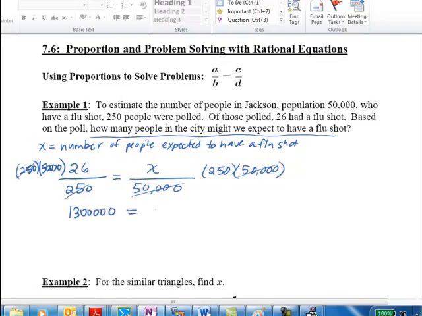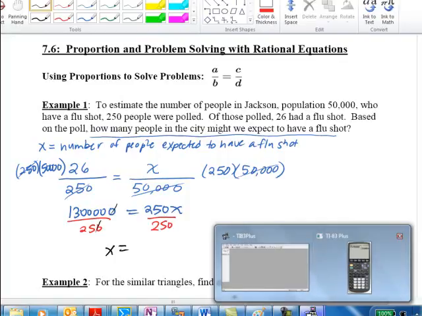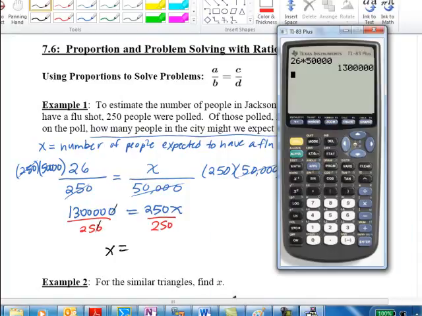So we need 26 times 50,000. That looks like 1,300,000. And on the other side we have 250x. So then we would divide by 250. So we'll get x equals 1,300,000 divided by 250. So it looks like 5,200.